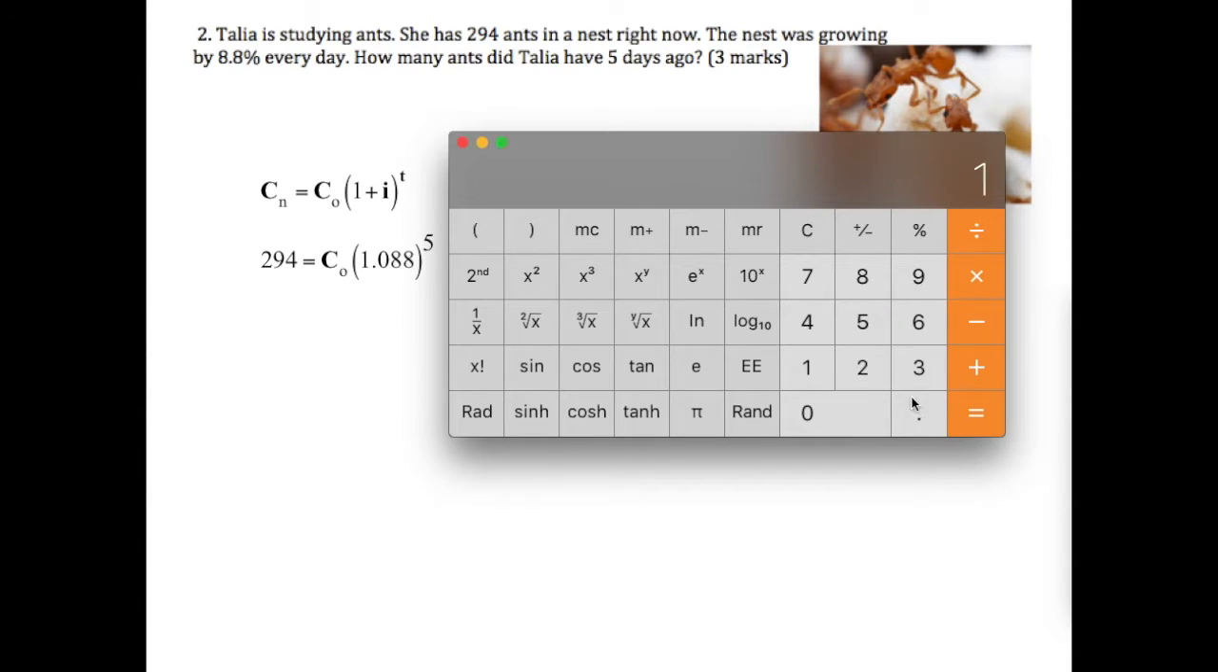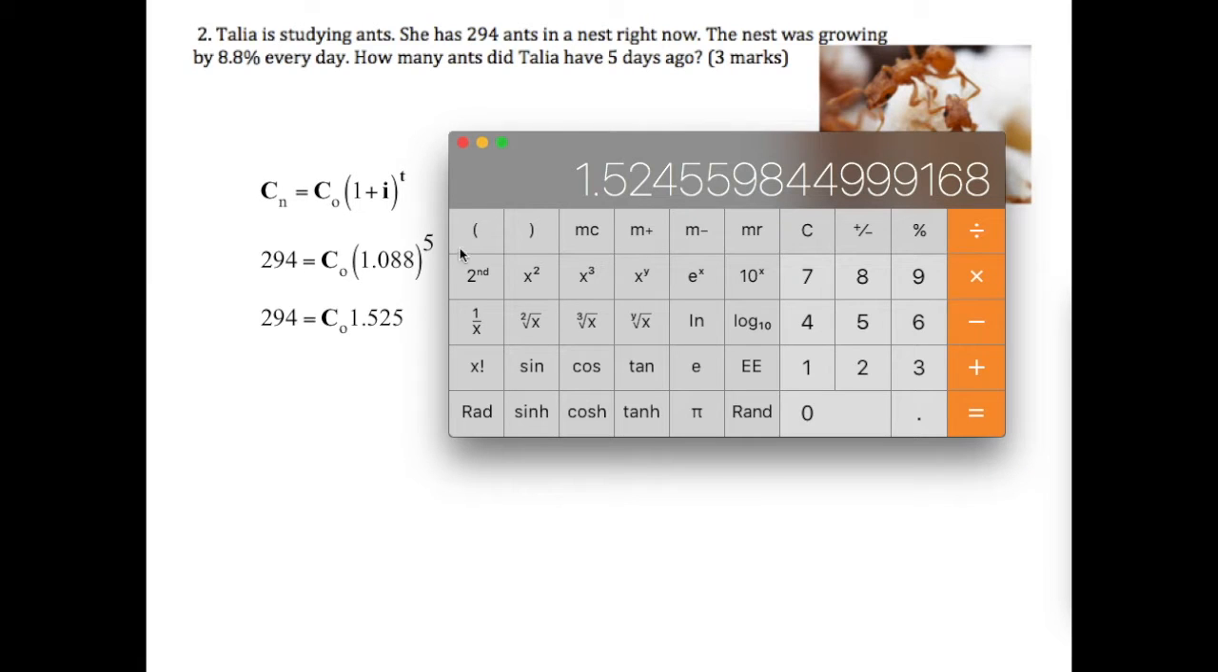I'm going to use my calculator to figure out what this number is, and then I'm going to keep that number in my calculator. 1.088 to the power of 5 is 1.52455984499. It goes on forever. We're going to write 1.52. We're using that as a placeholder. We're going to keep this number in the calculator. This is the number we're going to use for our calculation.